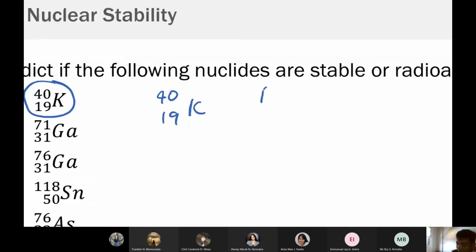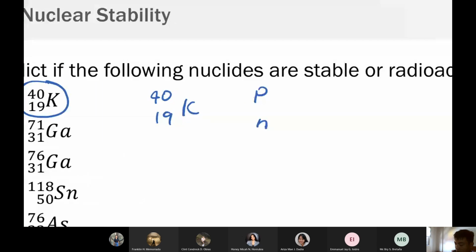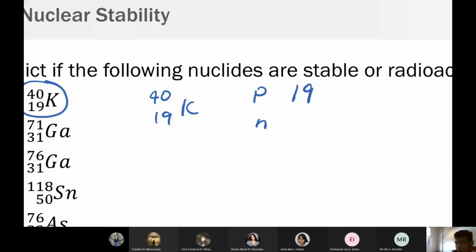Alamin natin yung proton, neutron yan. So proton is 19, neutron is 40 minus 19, 21. Tama ba? Okay. Yeah, 21. Okay. So, yan. So 19 yung protons, 21 yung neutrons. Okay. So, ito yung mga nasasaging kasi potassium 40.